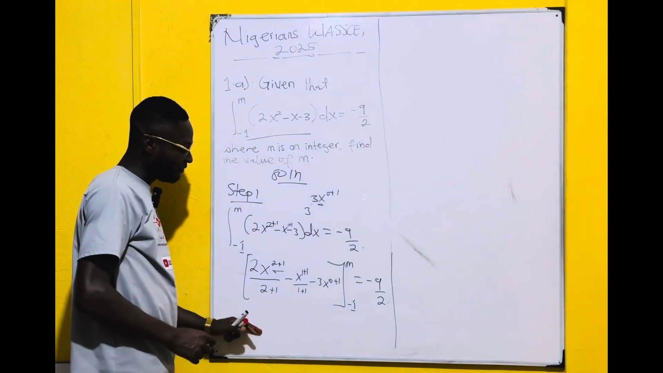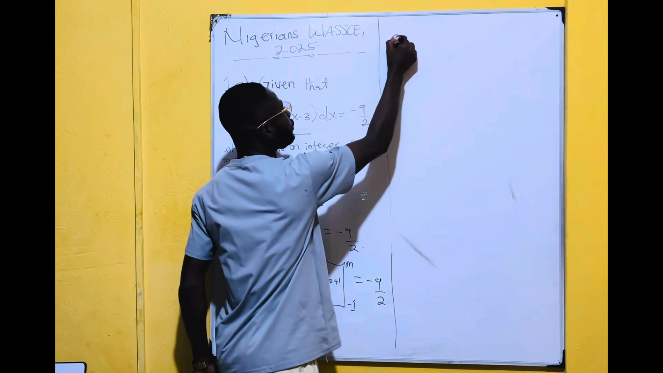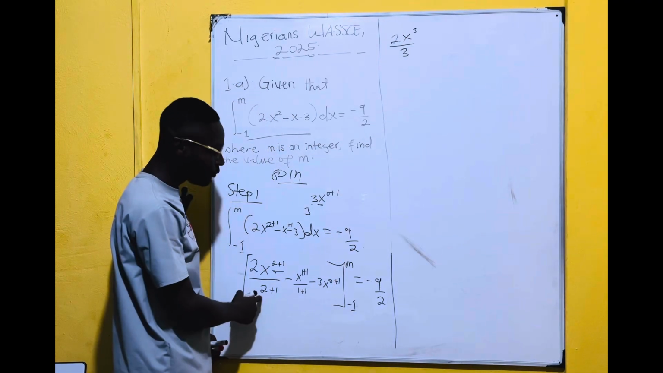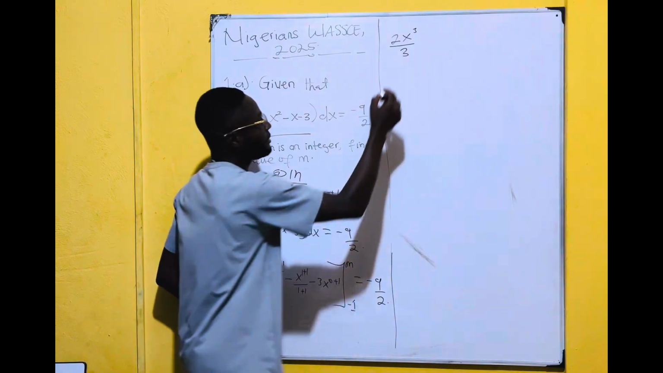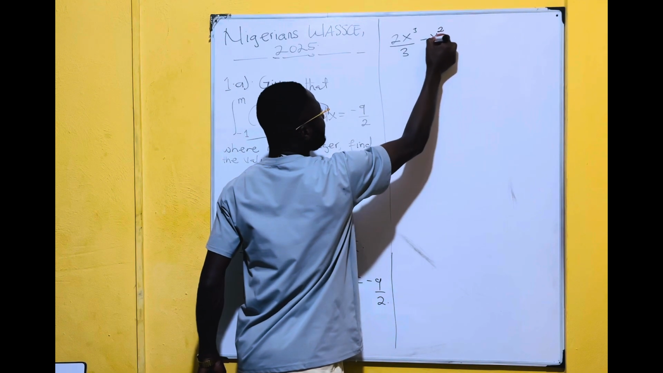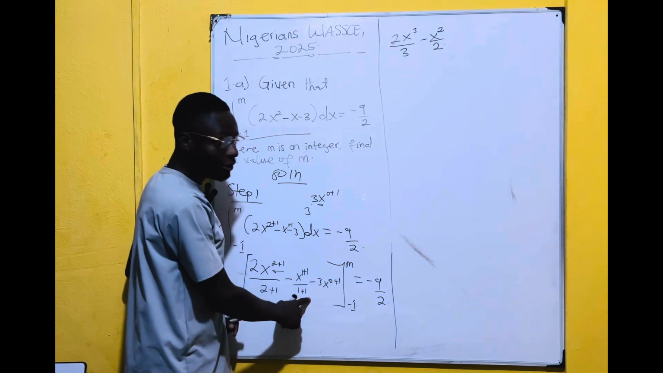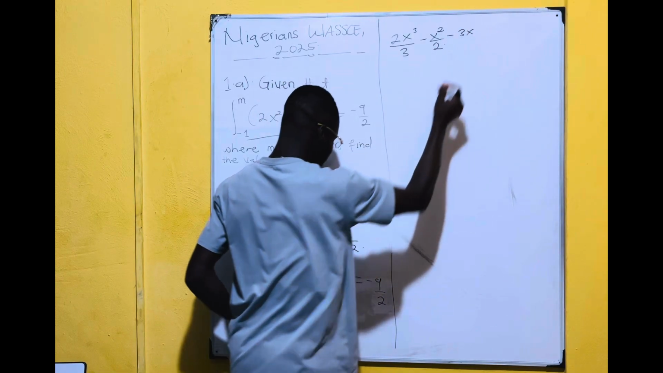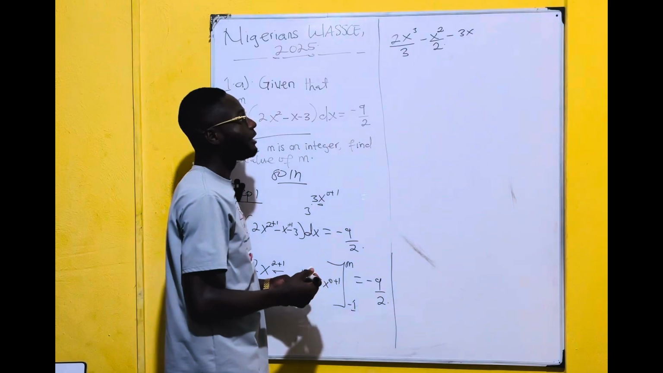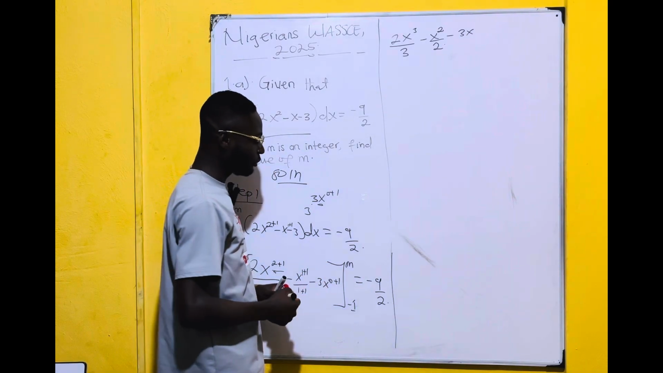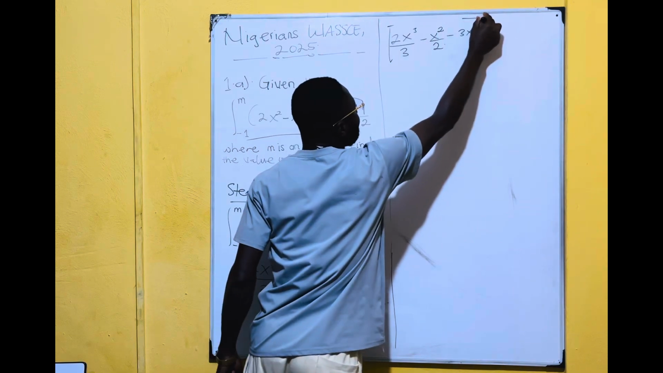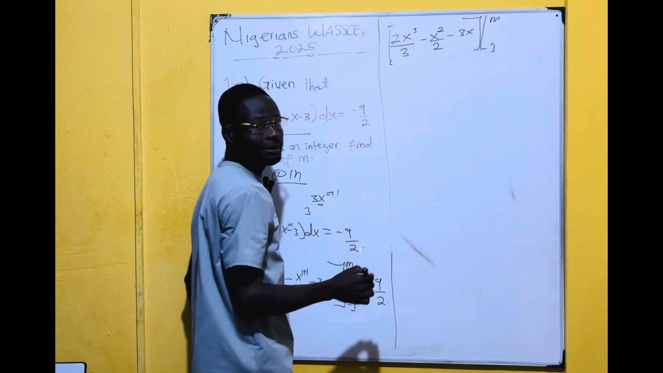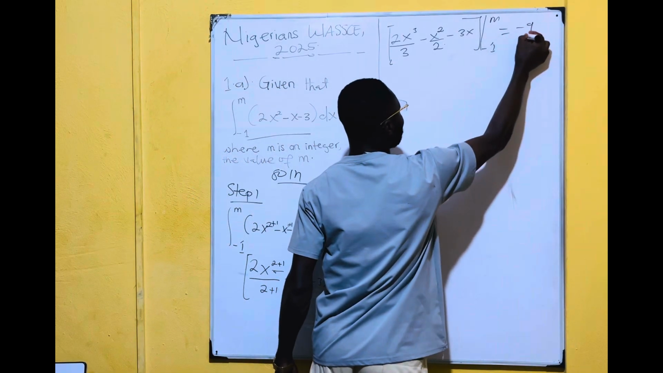So let's try to simplify this. We're going to have 2x cubed divided by 3. Remember, 2 plus 1 is 3. Minus x to the power 2 divided by 2, that is 1 plus 1. Minus 3x to the power 1. You know, any expression to the power 1 is the same expression. Then from -1 to m, and that is equal to -9 over 2.